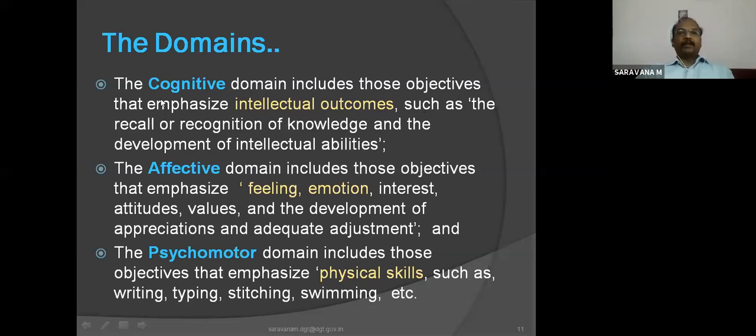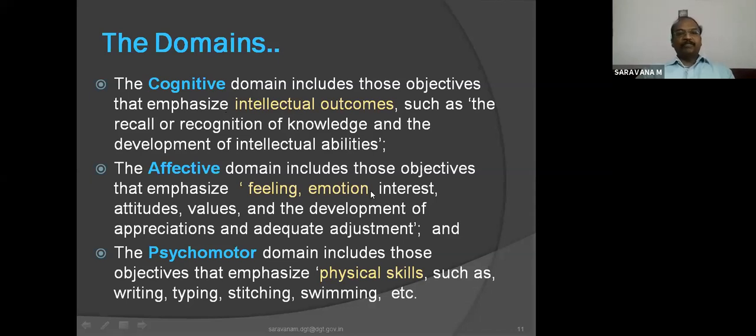So whatever we have gained the knowledge and we remember and we recall, that is related to cognitive domain. The cognitive domain has the intellectual aspect, and how much knowledge we gained and how we recall it, all of this is within the cognitive domain, knowledge.